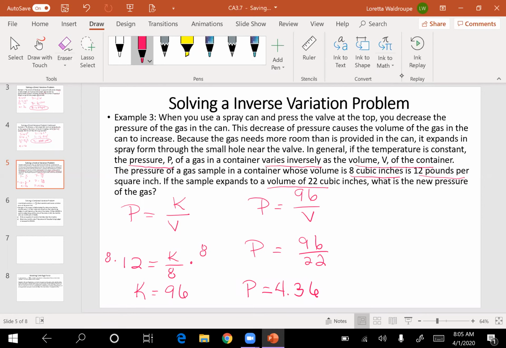4.36, and it would be pounds per square inch. Oops, volume is cubic inches, so it would be inches cubed. Sorry about that. No, I was right to begin with. I'm not finding volume. Okay, pounds per inch squared. You don't necessarily have to put units on there, but I do.